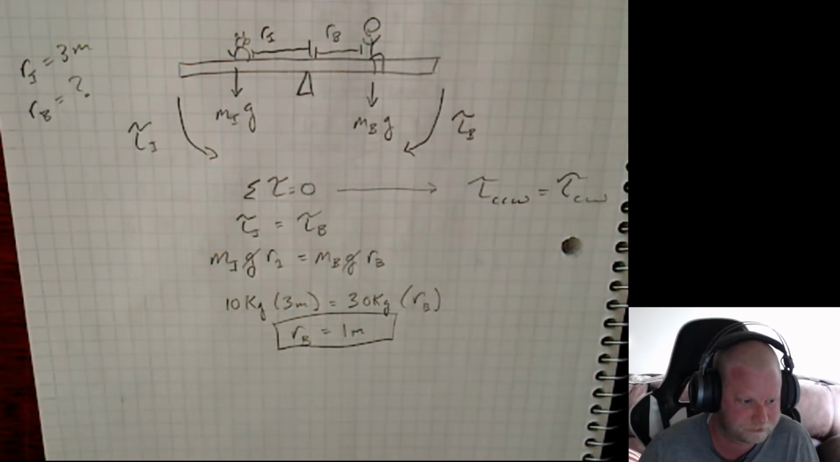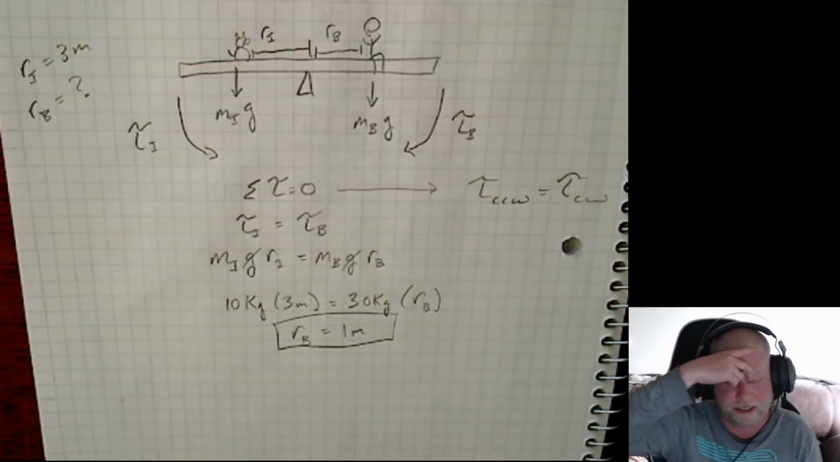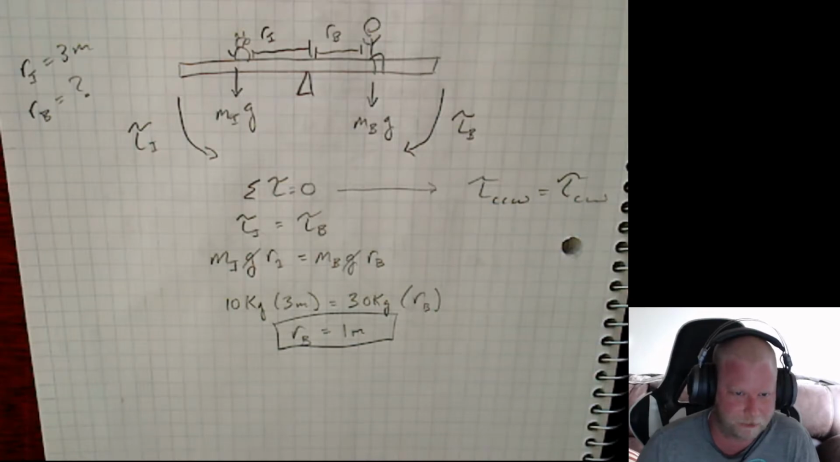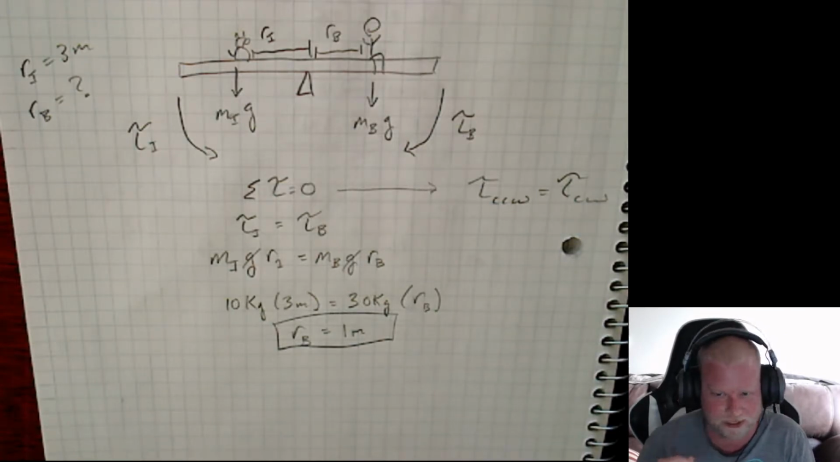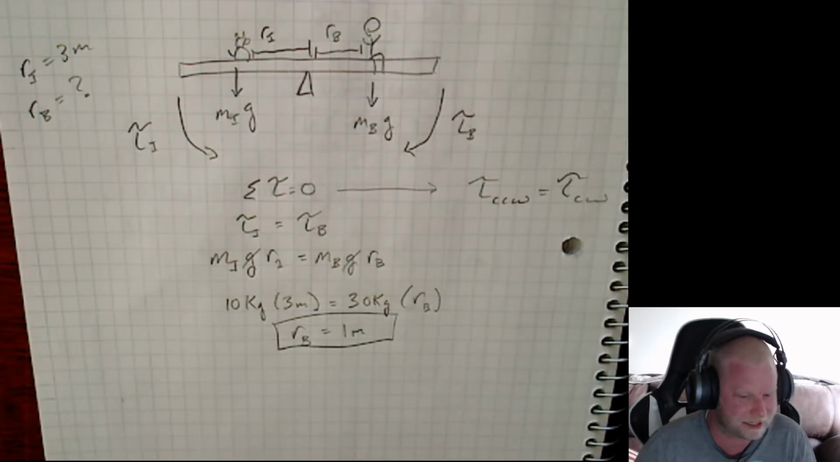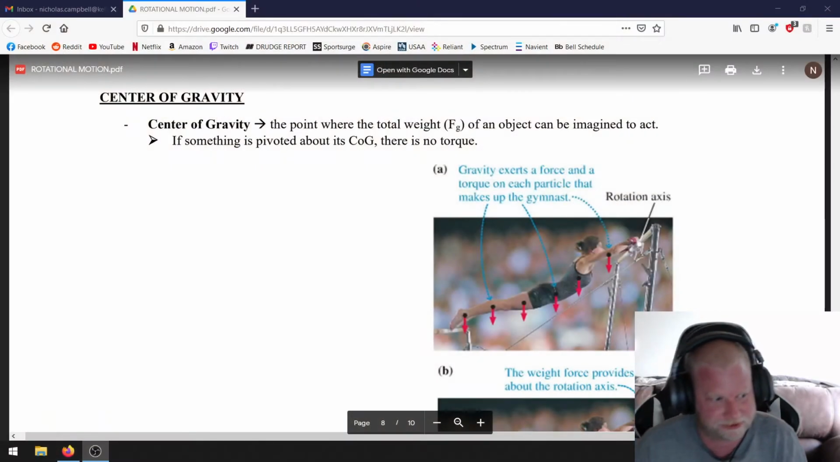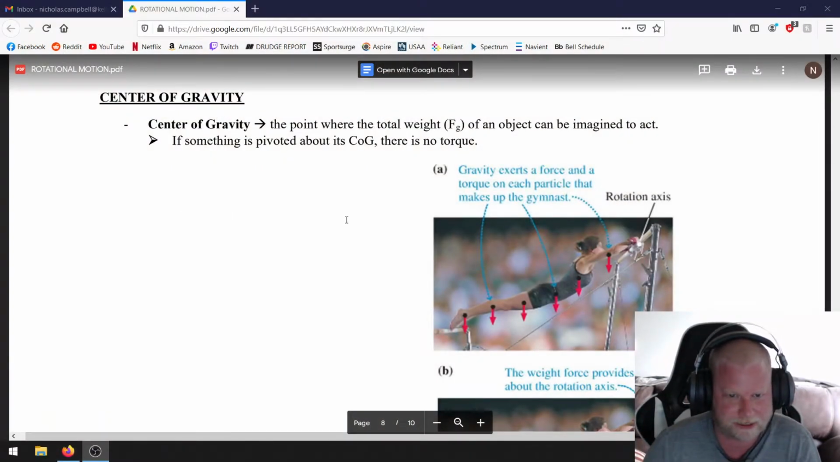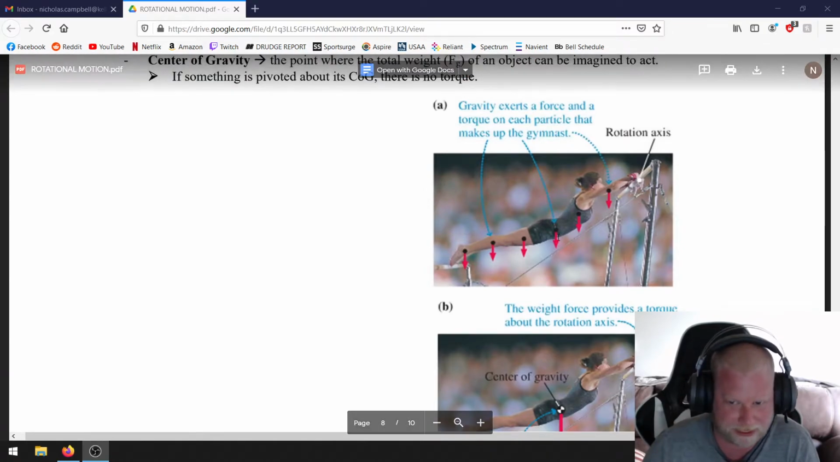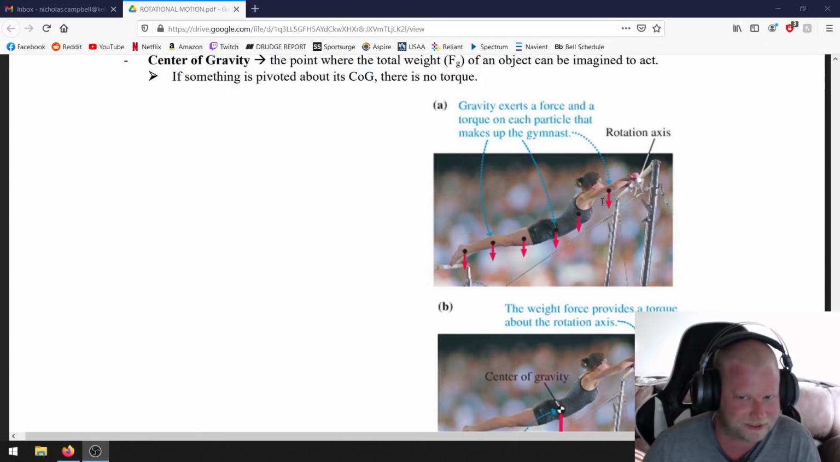So now let's quickly look at center of gravity. Now, when we're talking about the center of gravity, what we're talking about is a point on an object where we can imagine all of the weight of that object to be acting. So, in the notes, for instance, we have this image of a gymnast. Now, obviously, each particle that makes up the gymnast exerts a torque due to the weight of that particle.